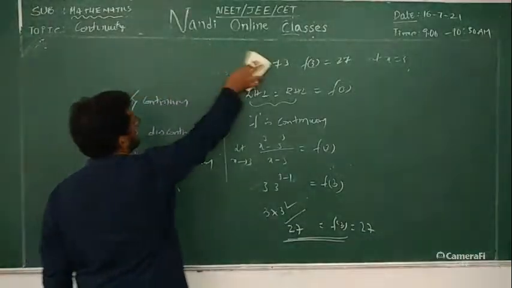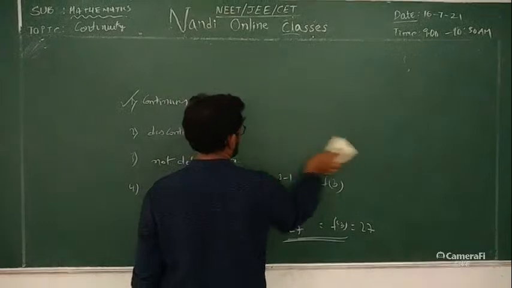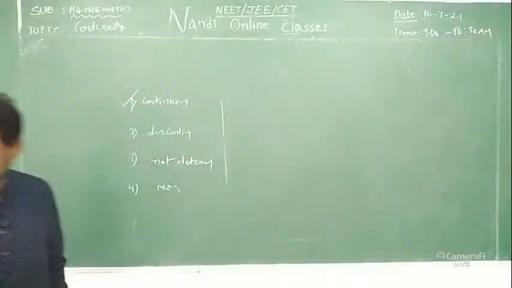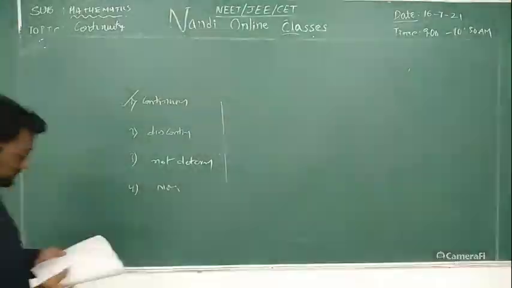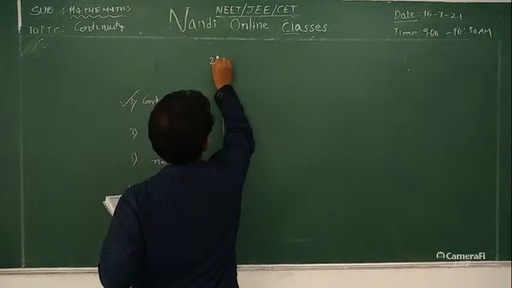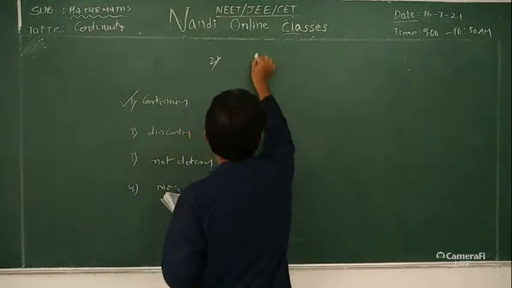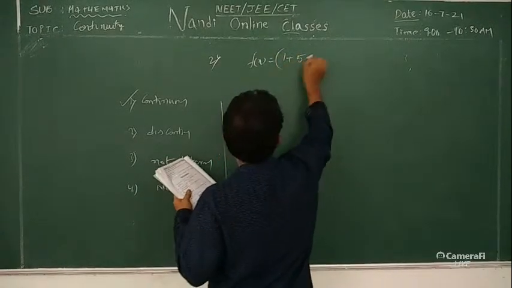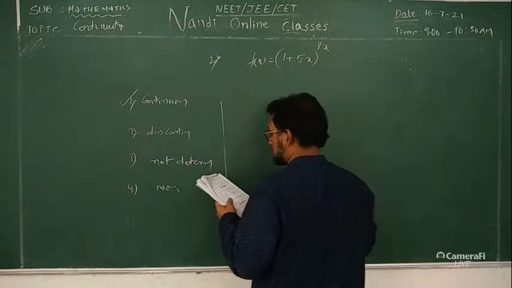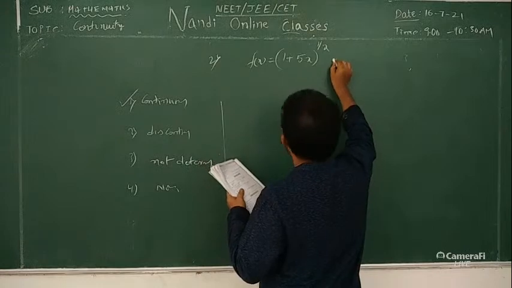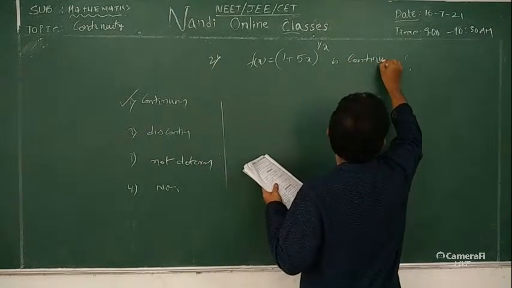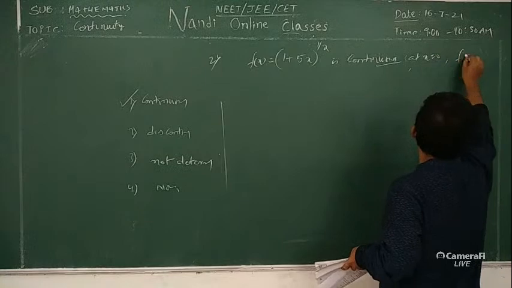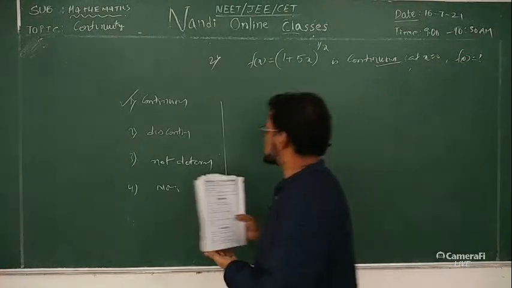Okay, next. Second one, f of x is equal to (1 plus 5x) whole power 1 by x is continuous at x is equal to 0. Find f of 0 is equal to dash.